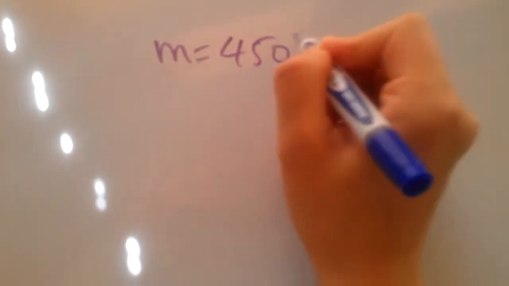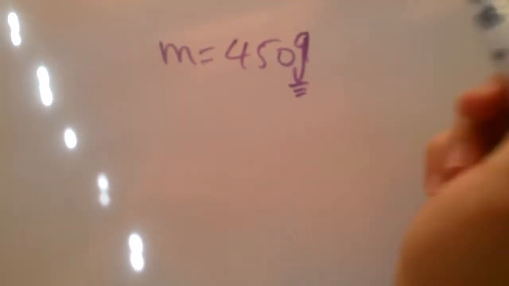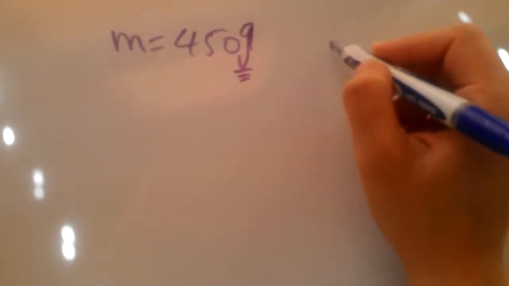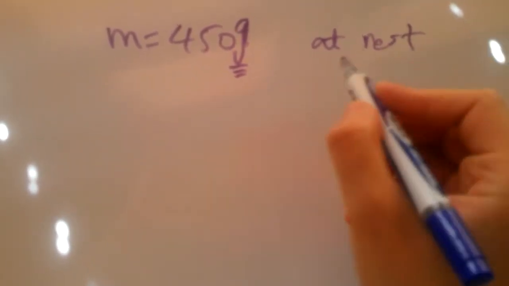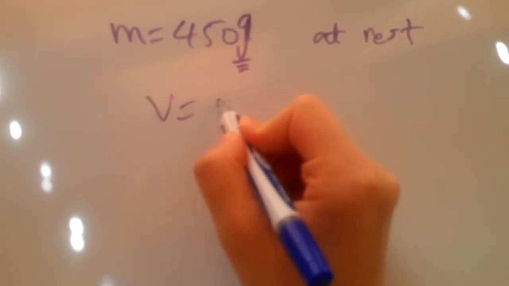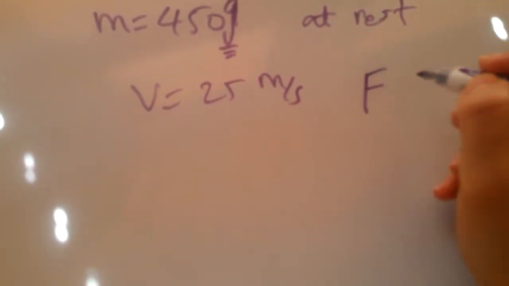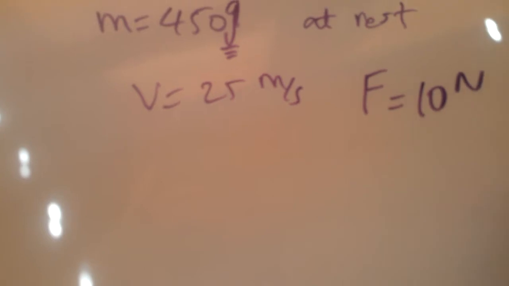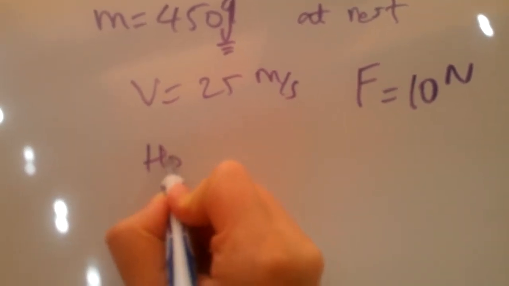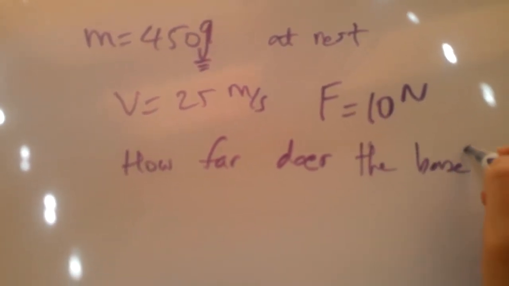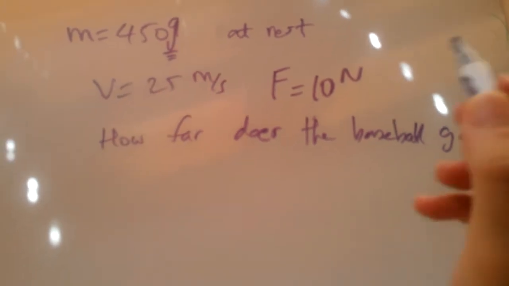Well, it says there is a baseball whose mass is 450 grams, so be careful. The mass of the baseball is 450 grams, and it's at rest first, and I give it a velocity of 25 meters per second after I hit it with a force of 10 newtons. How far does the baseball go? So here's the scenario.